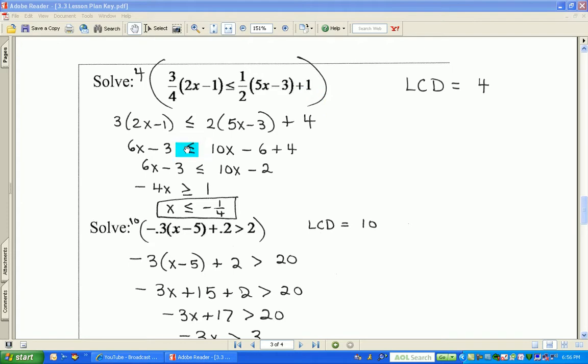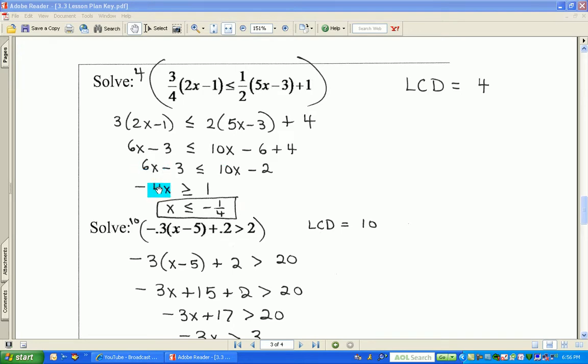Now, the very next thing I'm going to do, 6x minus 3 is fine. Less than or equal to is fine. I'm going to collect like terms. 10x minus 2. Now what I'm going to do next is I'm going to make sure that the x's end up on the left, the constants on the right. Therefore I'm going to add 3 to both sides of the inequality. -2 plus 3 is 1. I'm going to subtract 10x from both sides of the inequality.